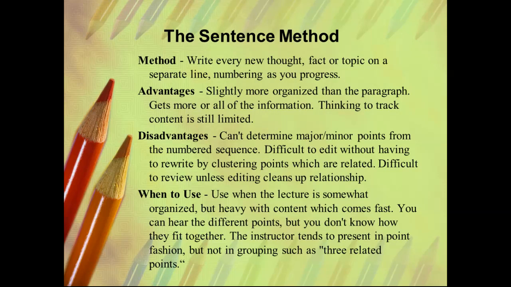The next method is the sentence method. This method has its advantages and its disadvantages. What you will do is write every new thought, fact, or topic on a separate line. And you're also going to want to number these lines so that you can separate them out into different topics, so you know when one starts and when the other ends.